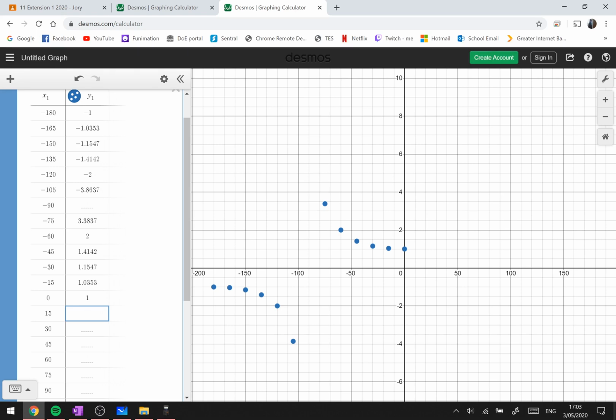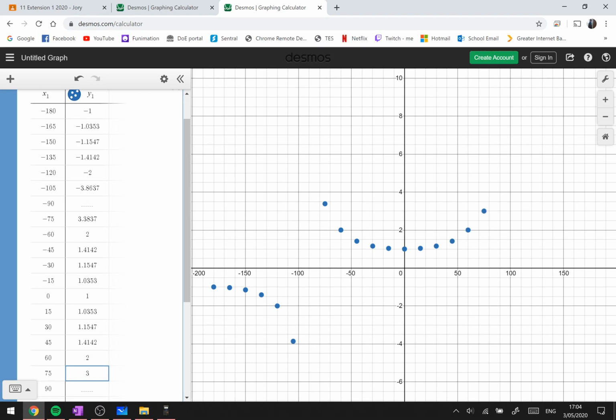So cos of 15 degrees is equal to 1.03, so 1. Oh, in fact, it's actually going to start repeating itself again after these points. So it's actually going to go back the other way now. So it's kind of doing like a cup. Okay, so 1.0353, 1.1547, okay, 1.4142, okay, 1, and then we're going to go 2, and then we're going to go 3.3837, okay, and it's going to go like that.